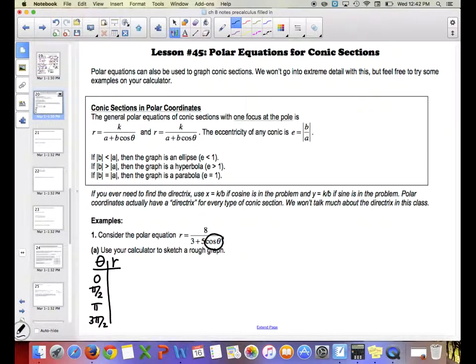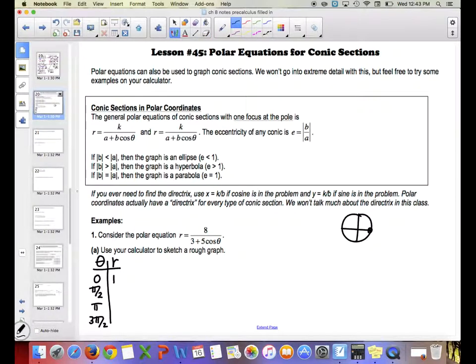All right, so as you plug in 0, kind of do this in your head. What's cosine of 0? 1, right? Unit circle. So it's over here. Cosine of 0 is 1. So if you have 8 divided by 3 plus 5, what do you get? 1, right? 8 over 8 is 1.